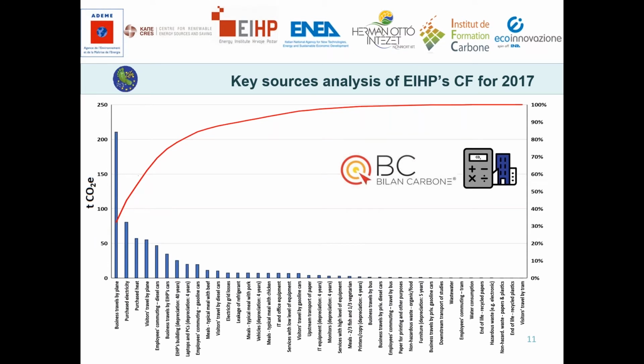We ended up with the key sources analysis of our carbon footprint for each year, 2015 to 2018, but this is an example for 2017. And from this chart, we can see where we can also reduce our emissions, and it is mostly related to the business travel. From this, we can work on our action plan and suggest the concepts and ideas how to reduce these emissions. And we can then compare it to previous years and make plans for the following years.